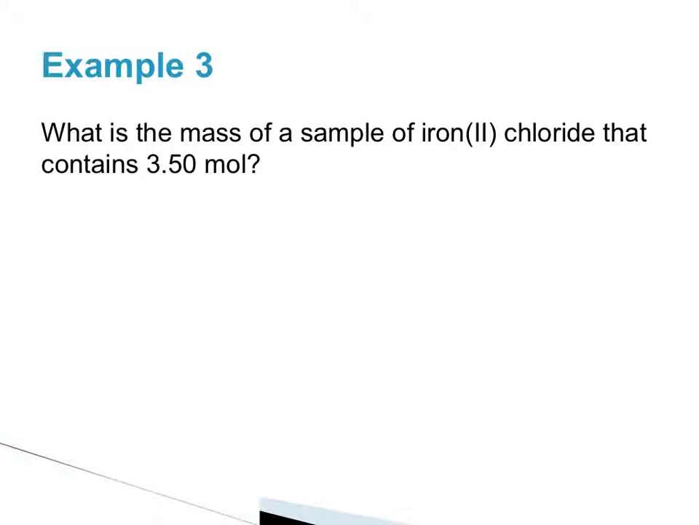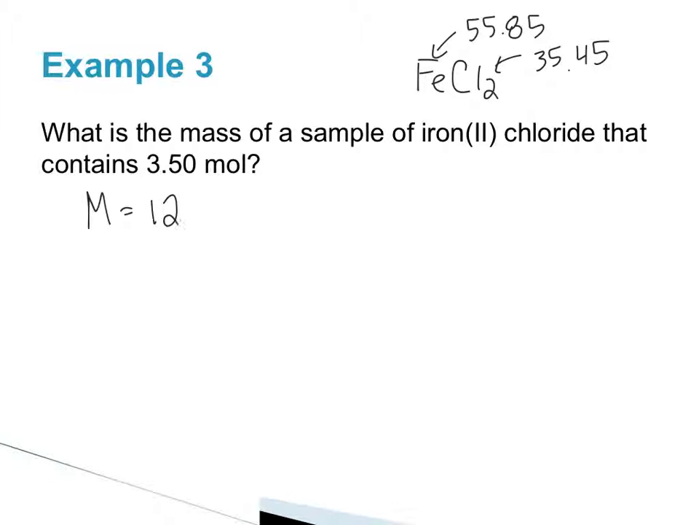Our third example asks us what is the mass of a sample of iron 2 chloride that contains 3.50 moles. So iron 2 chloride, remember, is FeCl2. To find the molar mass, you're going to take 55.85 grams per mole for iron. You're going to take the 35.45 grams per mole for chlorine, multiply it by 2, add those two together to give you a molar mass of 126.75 grams per mole.